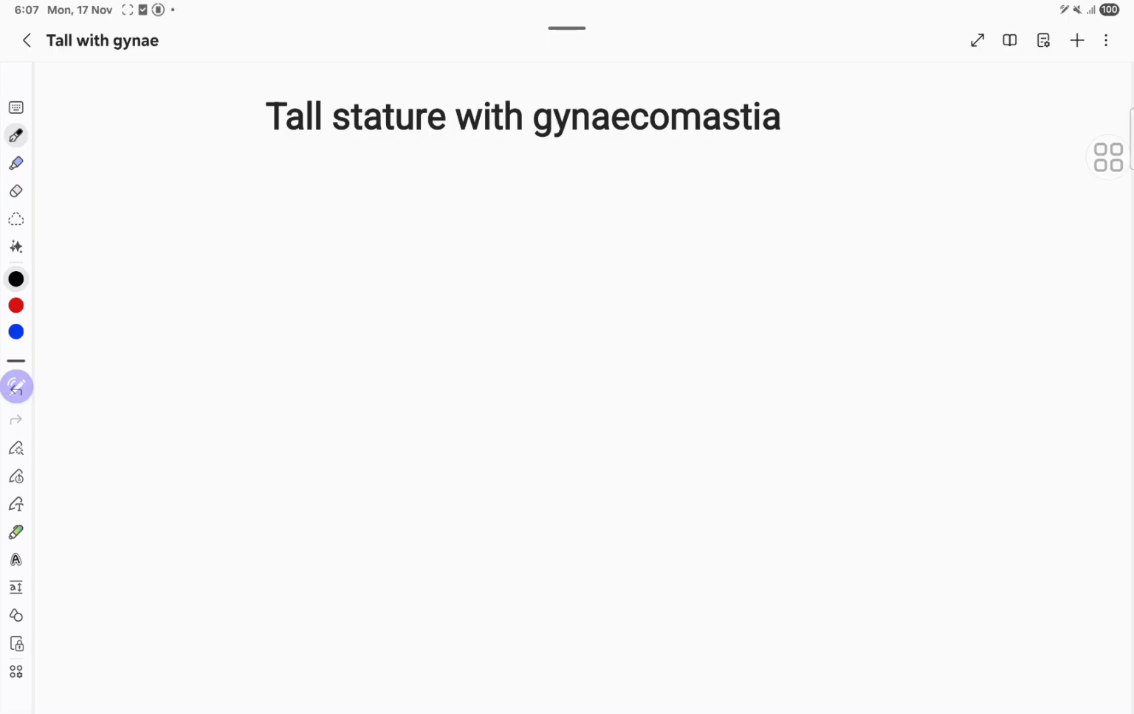Today we are going to talk about a very important clinical scenario: how to approach a patient who has a tall stature along with gynecomastia. This is one of the common exam cases and also something you might see in the internal medicine or endocrinology clinics.